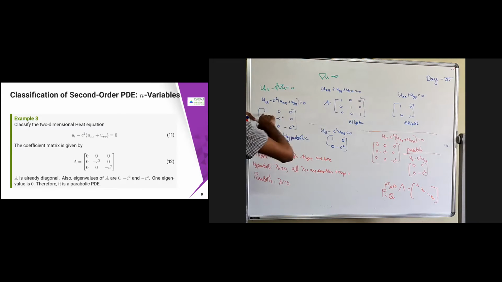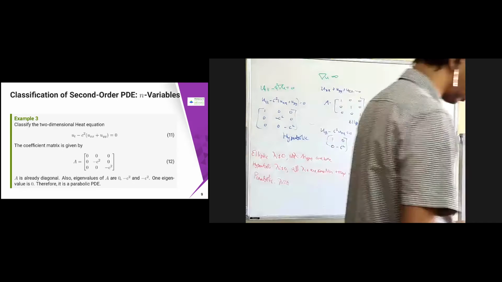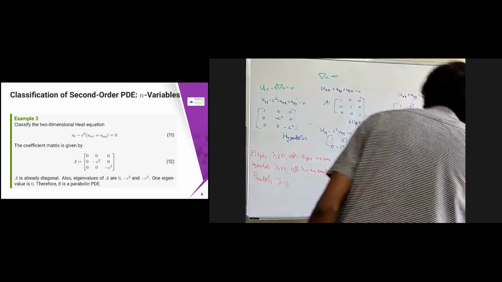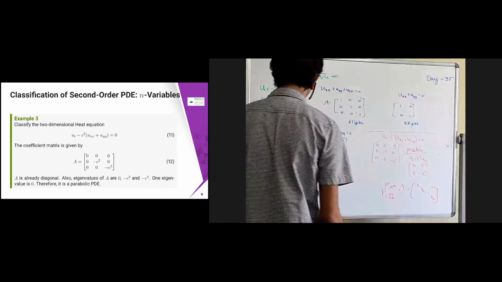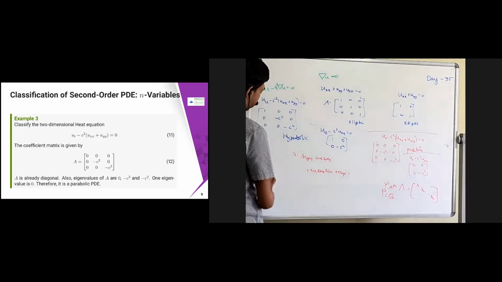Everywhere the first row is 1 0 0 0 and 0, n minus 1 times. Then 0 minus c square is going to come, 0 0 minus c square, etc. Then we are going to get the last entry 0 0 0 minus c square. So once again the same thing, all its diagonal entries are the same sign except the first one. You can apply the same logic here. So this is how the classification is done for the n-dimensional case, n variables.